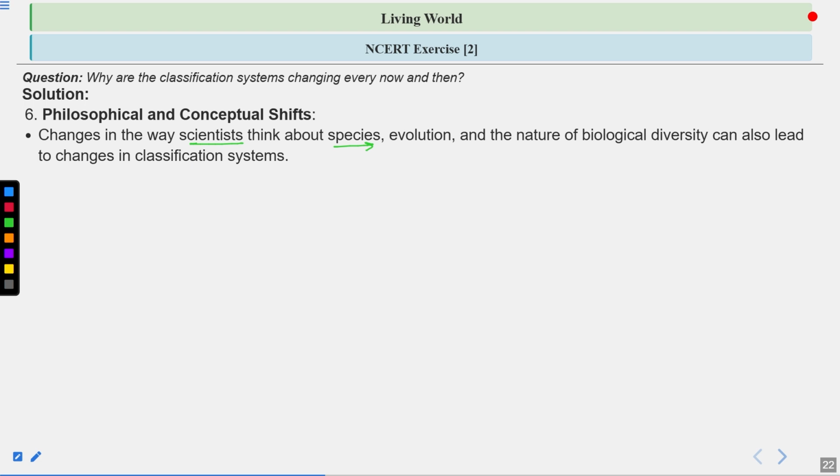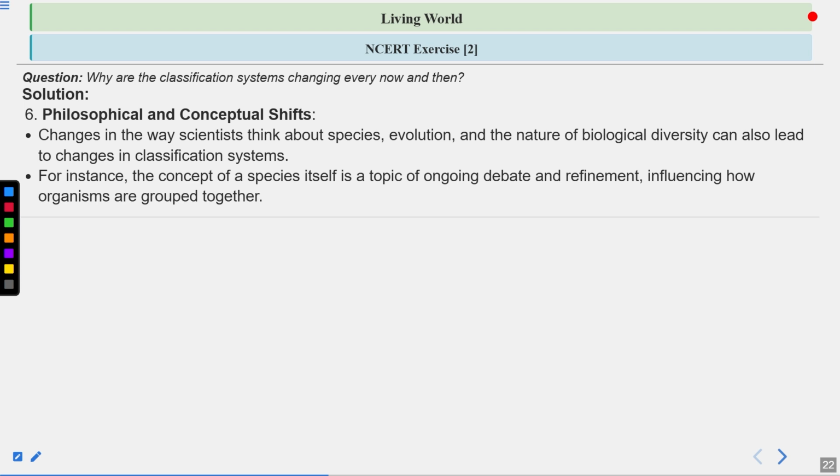And the nature of biological diversity can also lead to changes in the classification system. So, philosophical and conceptual shifts include the way scientists think about species, about evolution, and the nature of biological diversity. For instance, the concept of species itself is a topic of ongoing debate and refinement, influencing how organisms are grouped together. So the concept of species is itself a topic of debate. Species has been defined in many ways.